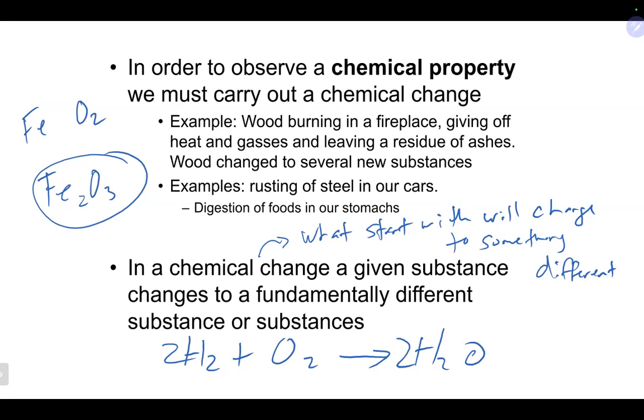You could run an electrical current across water and you will get back the hydrogen gas and oxygen gas. We'll do that in a lab coming up shortly. Take a 9-volt battery, do a little electrolysis there of water, and you'll produce hydrogen gas and oxygen gas.